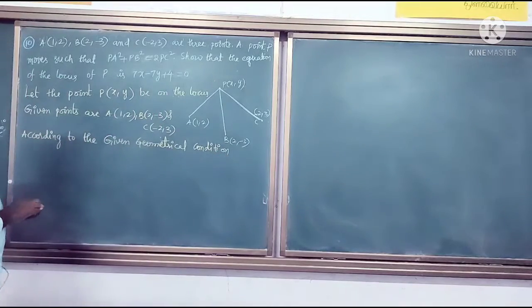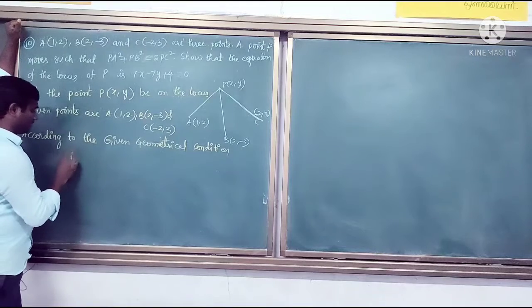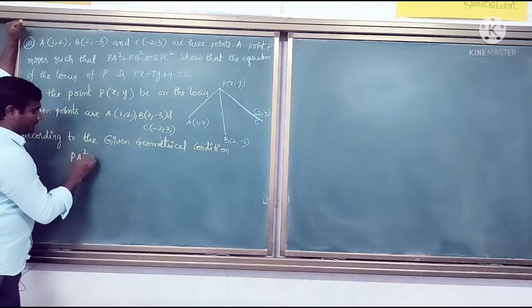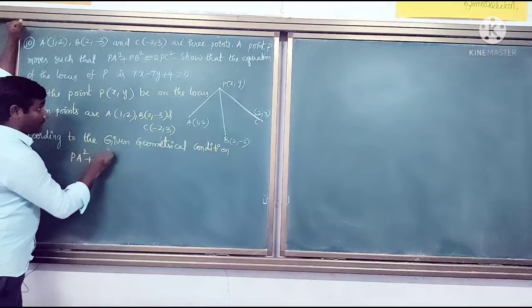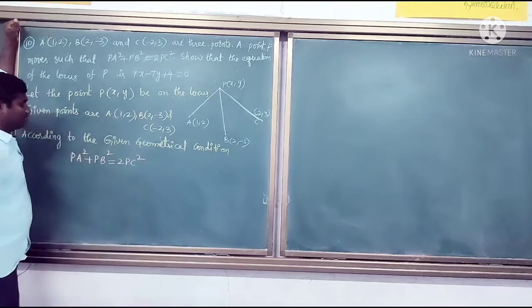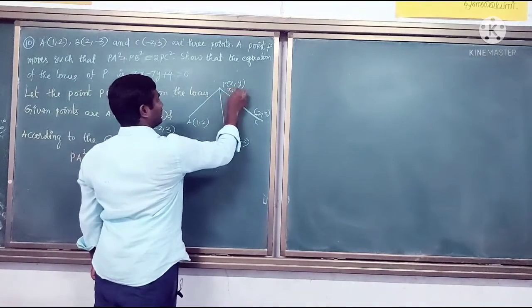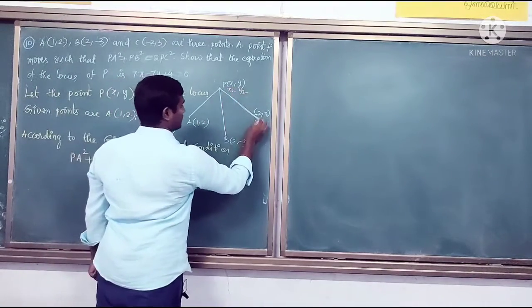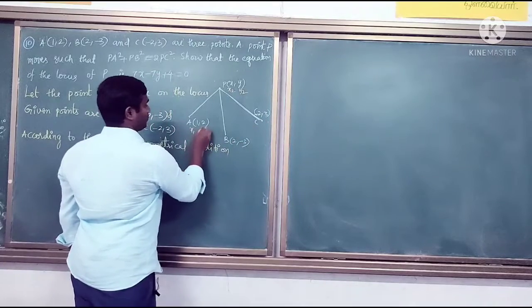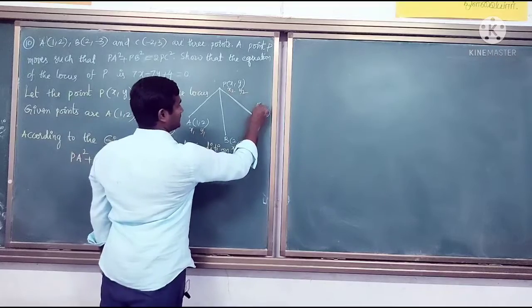So what is the given geometrical condition? PA square plus PB square equal to 2 times PC square. So for PA square, you can consider this is x2 y2 and this is x1 y1. PA x1 y1, PB this is x1 y1, PC this is x1 y1.